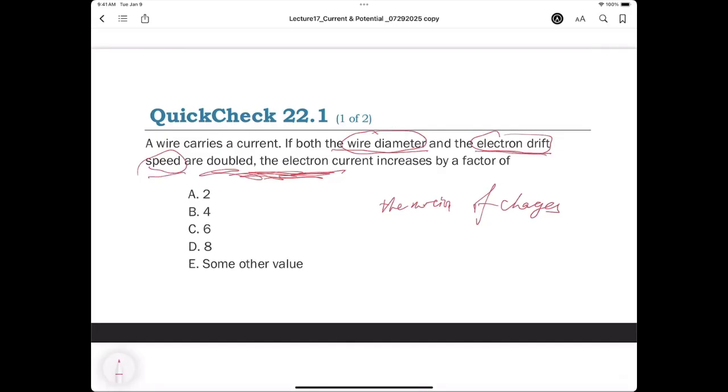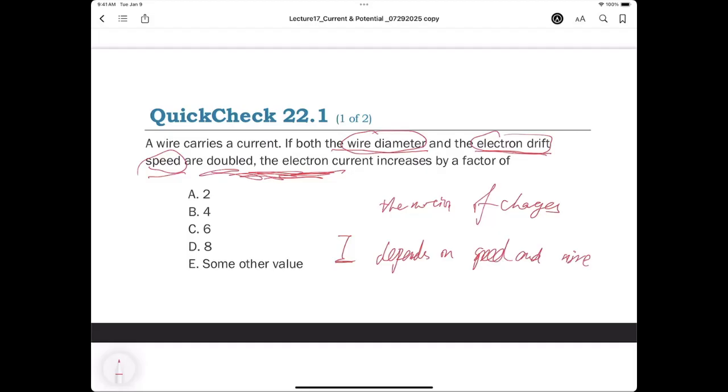Actually, the current depends on the speed and the wire area. If you are familiar with electricity in the real world, you can see that a thick wire can carry more current. That makes sense to you.